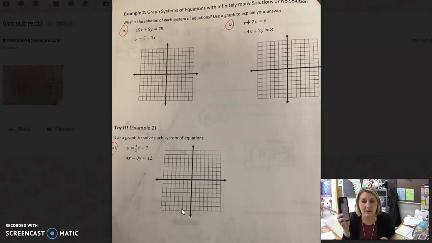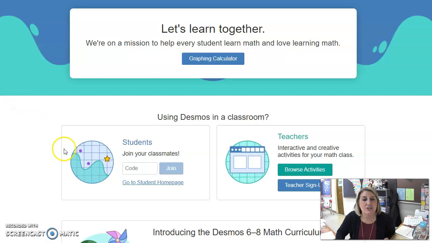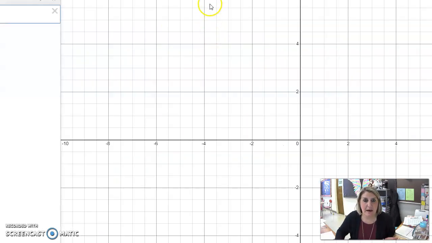If you have a cell phone and can download apps on it, you may want to download an app called Desmos, D-E-S-M-O-S. If you can't download that app, then there is a web-based version, and that's what I'm going to show you right now. So when you log in to the web-based version of Desmos, this is what you get. So you're going to want to click on Graphing Calculator, and this is what pops up.